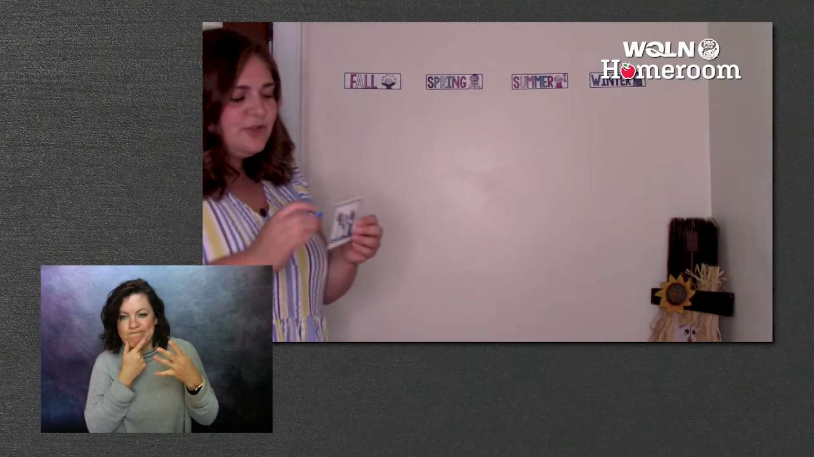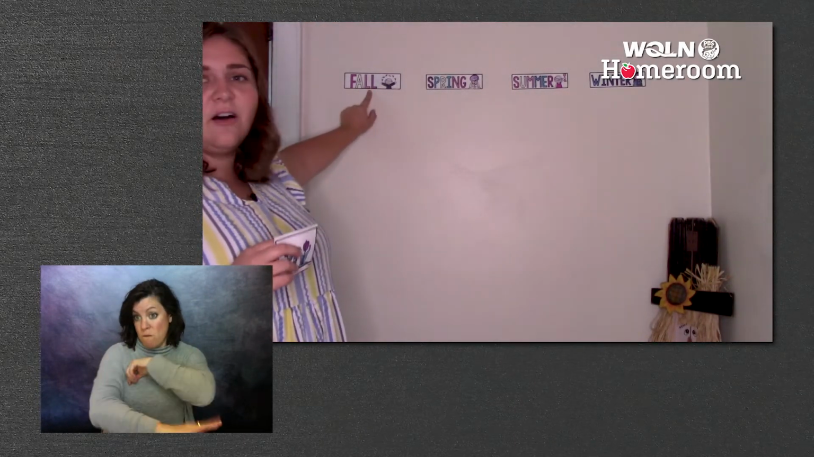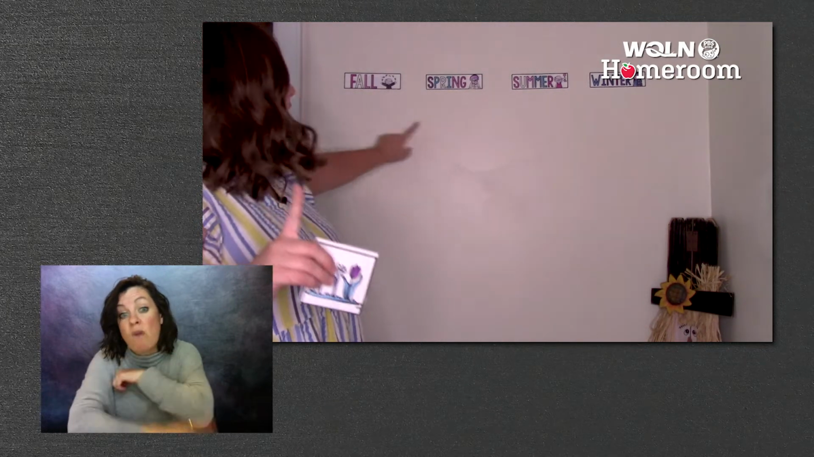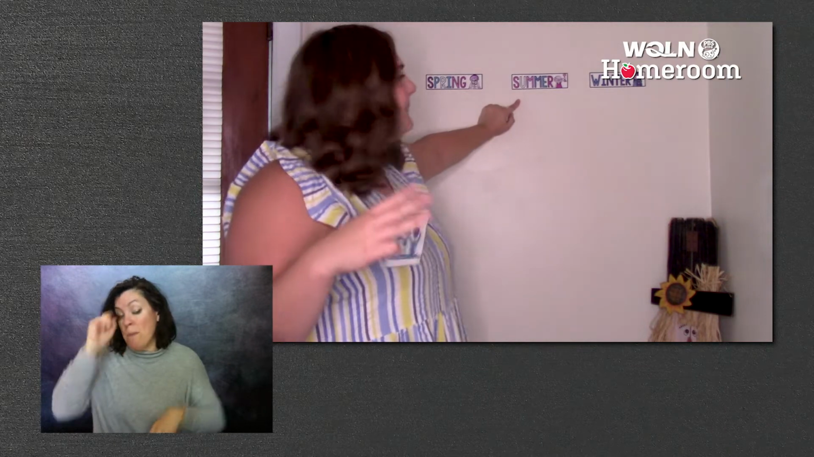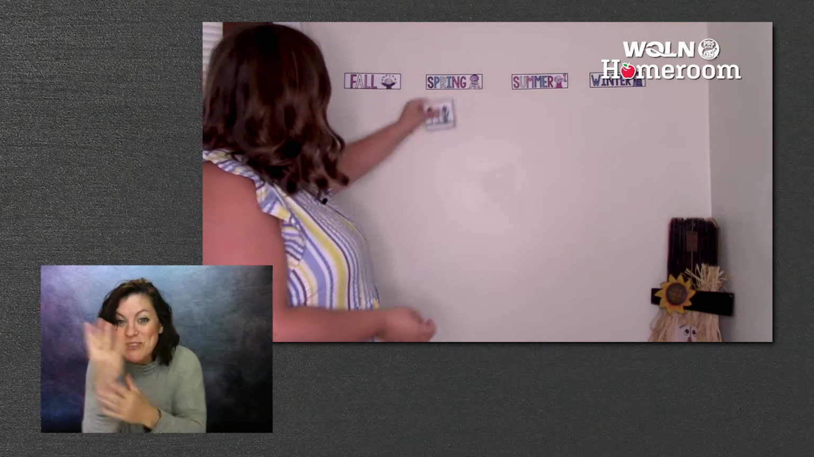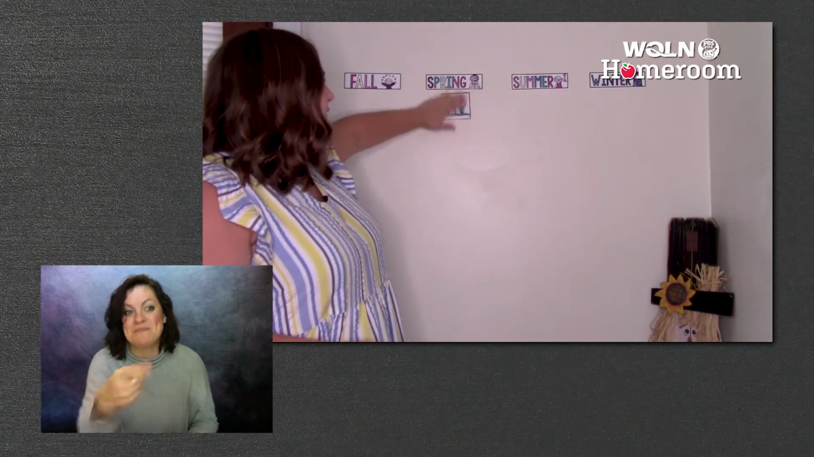I want you to show me on your finger. If you think it's fall, show me the number 1. If you think it's spring, show me 2. Summer, number 3. And winter, number 4. What do you think? This one is number 2. It is springtime. In the springtime, you see flowers blooming and it's getting nice and warm and sunny outside.